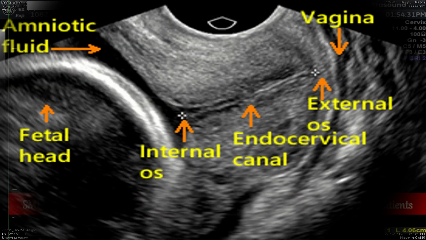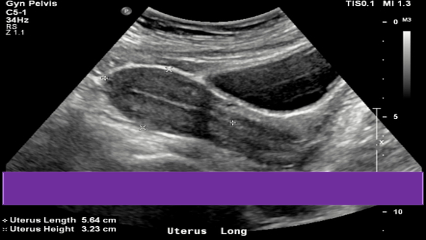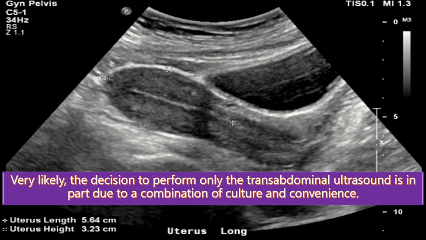If an abnormality is identified on transabdominal ultrasound, one may yield a more clear assessment of the cervix via TVS. Very likely, the decision to perform only TAS is in part due to a combination of culture and convenience.